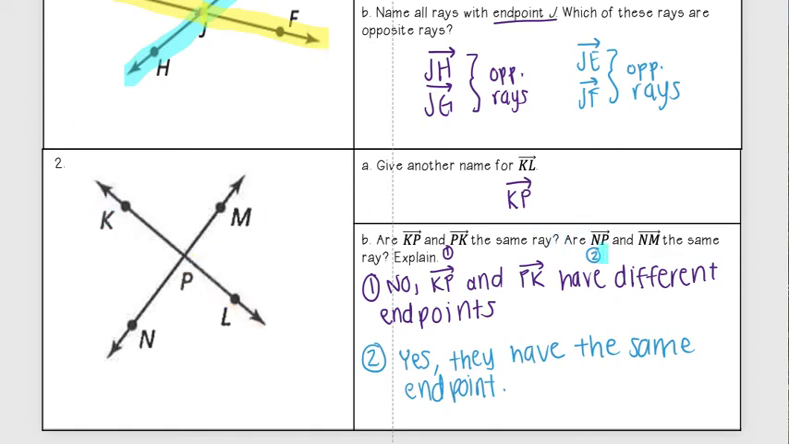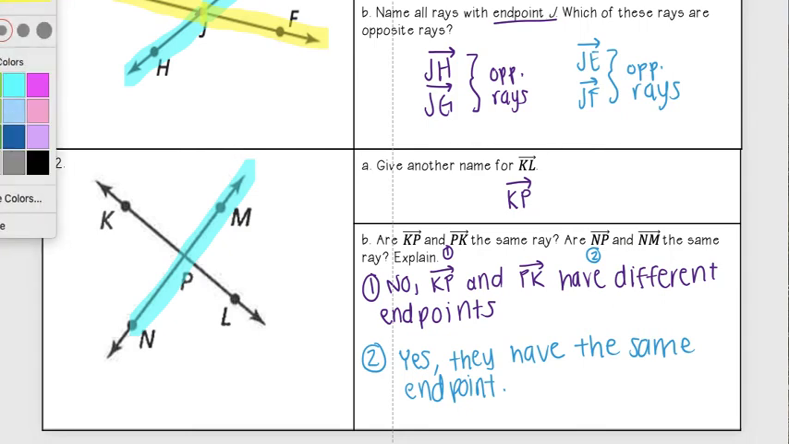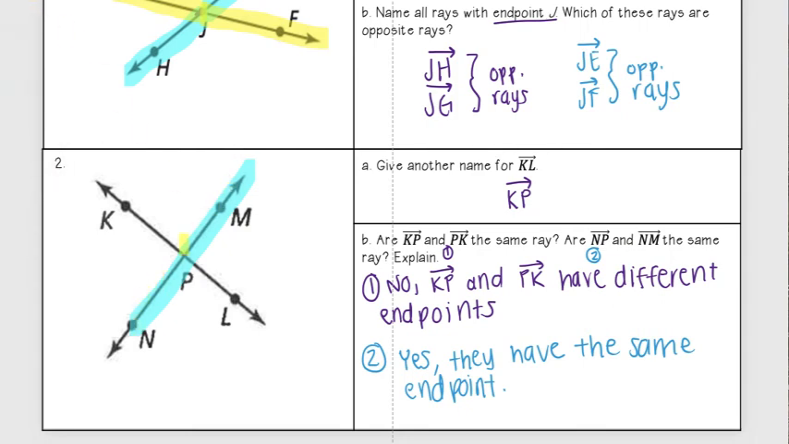Okay, but now for that next one, it says NP and NM, are they the same ray? Well, first off, they do have the same endpoint, so that's a good sign. Now I need to see if they're going the same direction. So NP, well, P's right there, so NP is just going to go all the way that way. Well, and then NM, M is on that same line, so it's also going to go all the way that way. So those were the same ray.